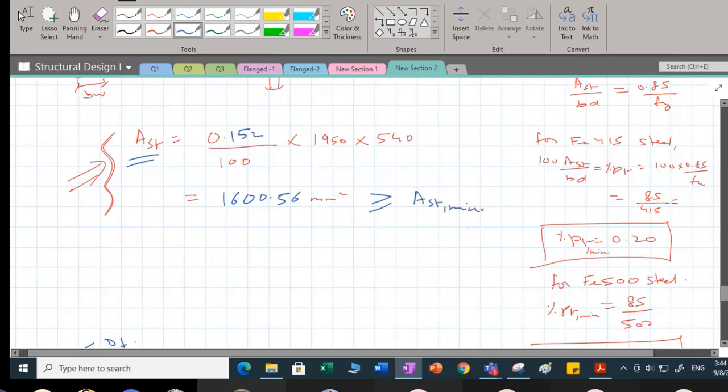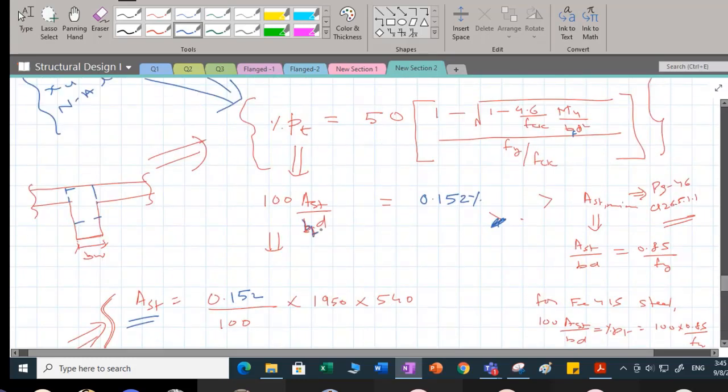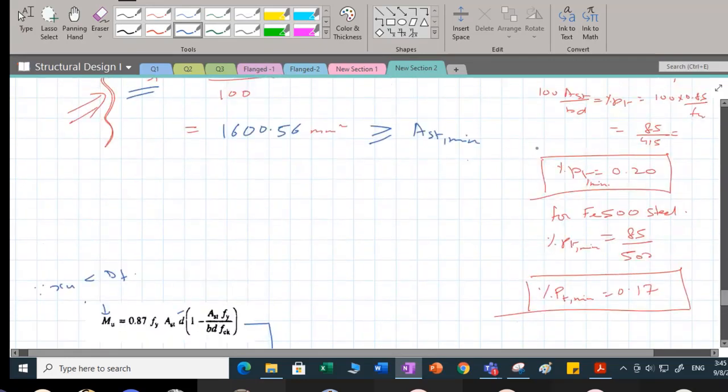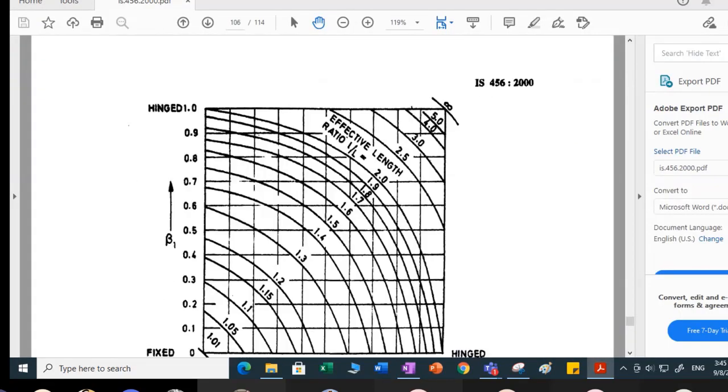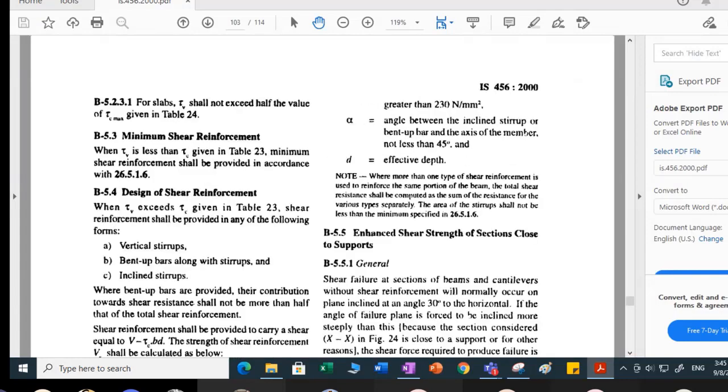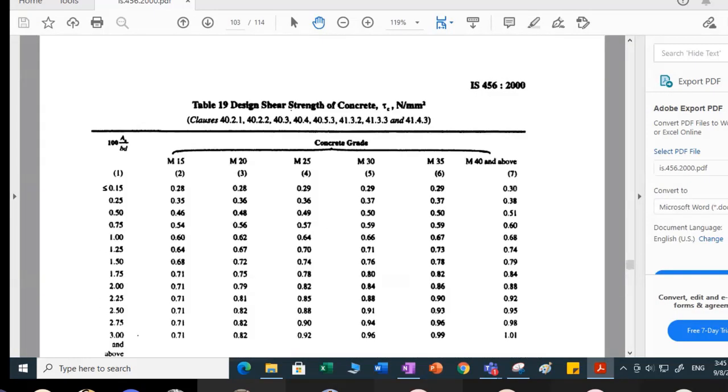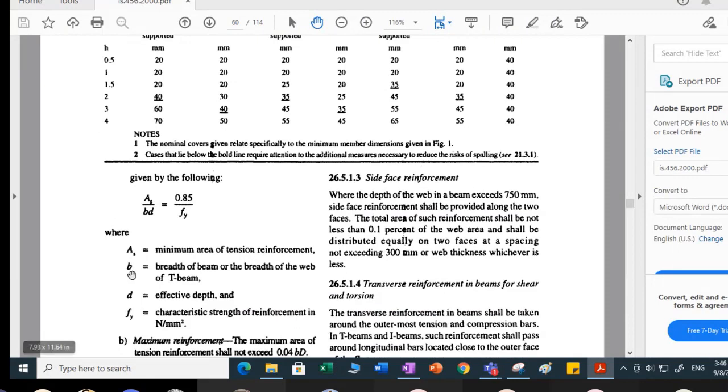Now I should make sure that this AST has to be greater than or equal to AST minimum. Because I cannot compare here, you see I have 100 AST by BF D, and whatever percentage tension reinforcement here, I have written 100 AST by BD. What exactly is B? There is a confusion whether to write effective width of flange or the web width. For that clarification, I will show you the code. It has been mentioned when you compute minimum tension reinforcement, your B has to be width of web. Let me show you that. AS by BD, what is B? Breadth of the beam or breadth of the web.